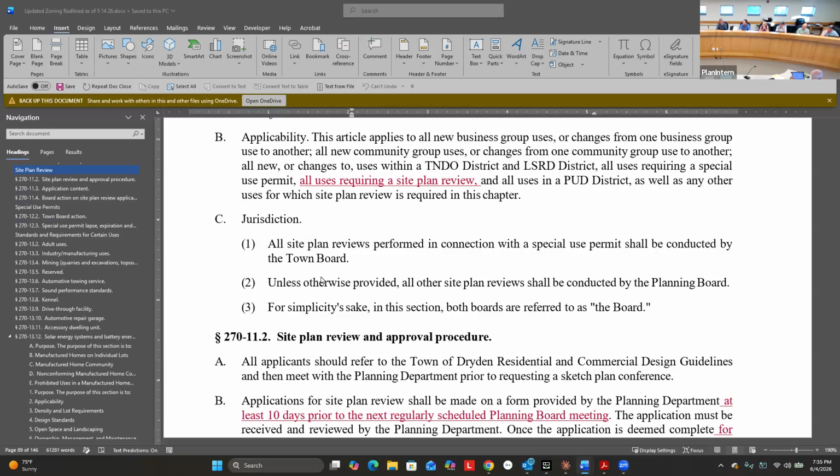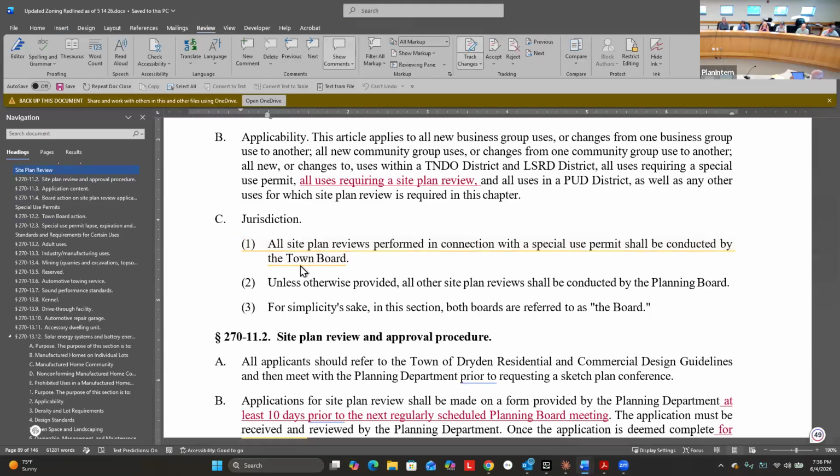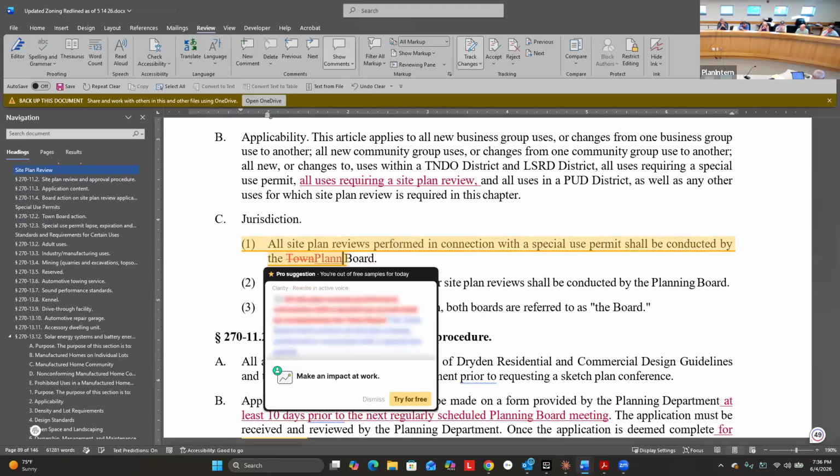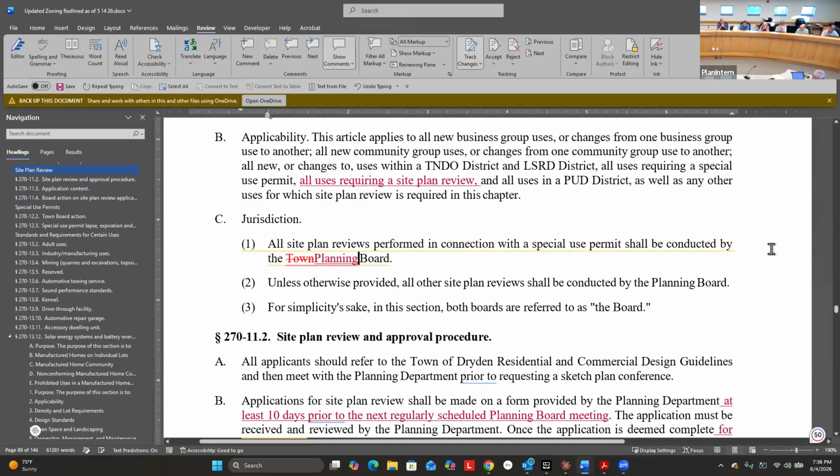With the exception, however, that... This is section C in jurisdiction, number 1, jurisdiction, shall be conducted. So we want to change that to be the planning board. And like I said, we can make that recommendation, and if the town board disagrees, they can change it back, or rather, they would be choosing not to change it at that point.